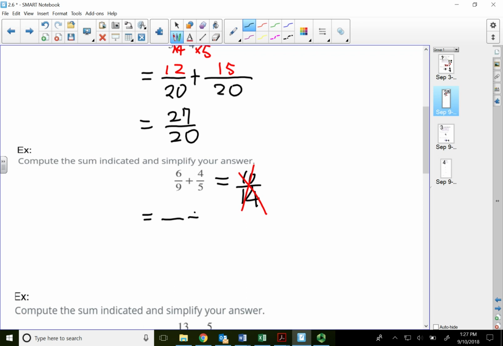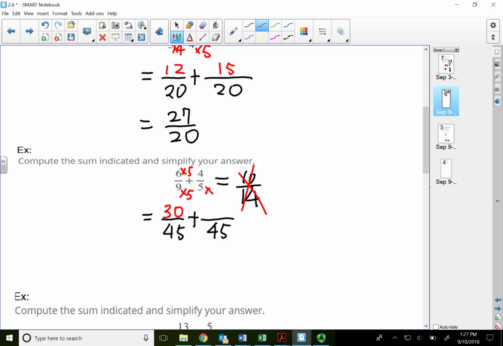We have to find the LCD first. Between 9 and 5, that has to be 45, because 9 and 5 can both go into 45. So 9 will go into 45, increasing 5 times. My numerator will also do the same. So my new equivalent fraction is 30 over 45.